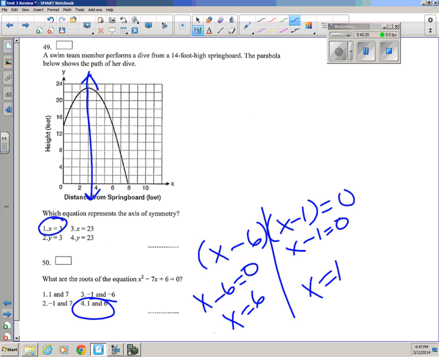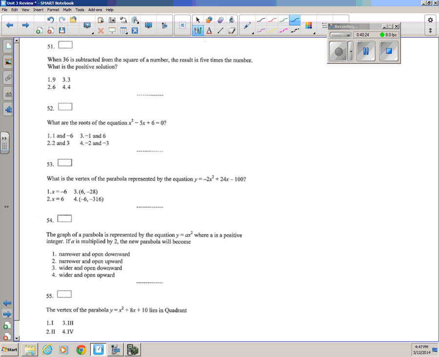We're coming to the last page, and we're making it under 45 minutes. Not too bad. Number 36, word problem. When 36 is subtracted from the square of a number, the result is 5 times that number. So basically, I've got a number that's squared. X equals the number, by the way. The result is 5 times the number.